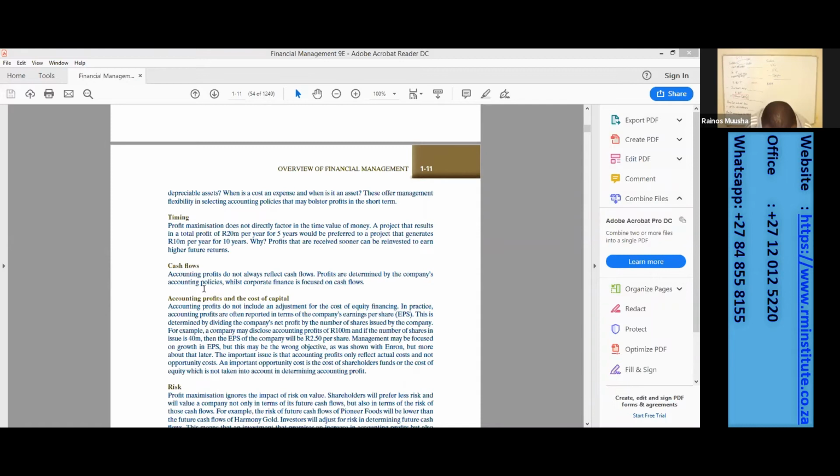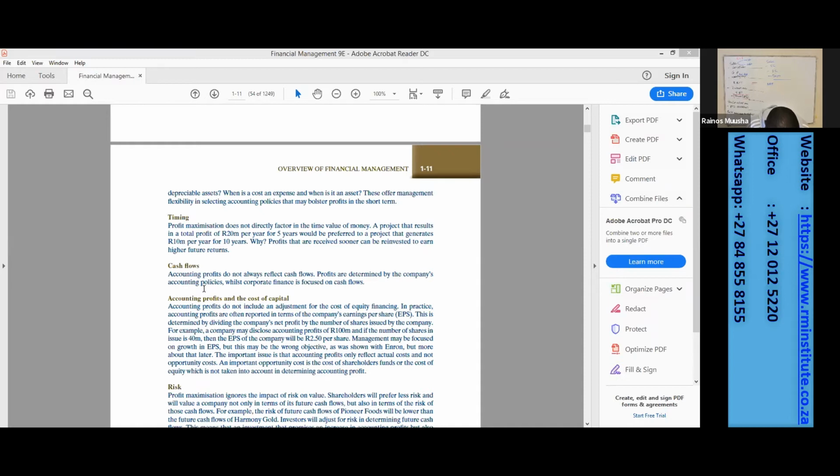Here they say accounting profits and the cost of capital, where they say accounting profits do not include an adjustment for the cost of equity financing. In practice, accounting profits are often reported in terms of the company's earnings per share. This is determined by dividing the company's net profit by the number of shares issued by the company, right? For example, we may have accounting profits of 100 million and a number of shares of 40 million, and the earnings per share would be $2.50 per share. Management may be focused on growth in earnings per share, but this may be wrong, as shown with Enron, but more about that later.